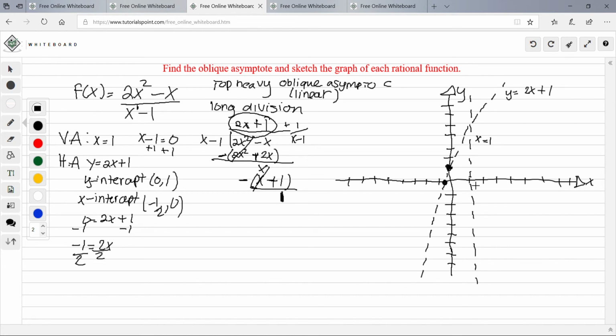First point, I can't use 1 because that's our vertical asymptote. So I'm going to use an x value of 2. So I'm going to use f of 2. Here's our function, so you plug in 2 into the function. That's 2 times 2 squared minus 2 over 2 minus 1, and that will give you 6 over 1. So that point is 2, 6. So here's 1, 2, 6. 1, 2, 3, 4, 5, 6.